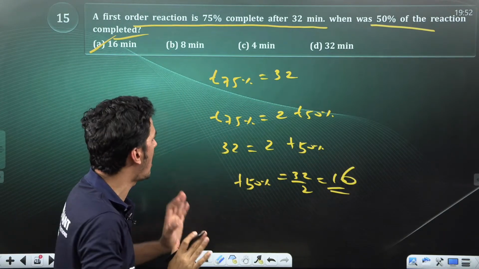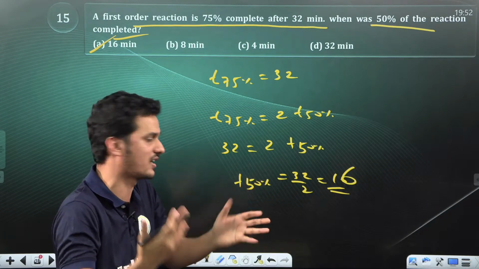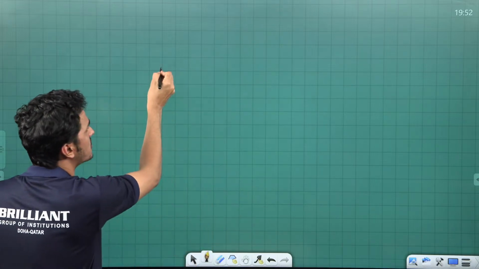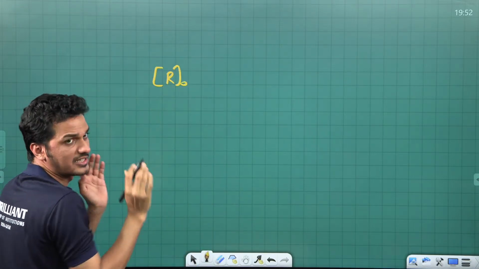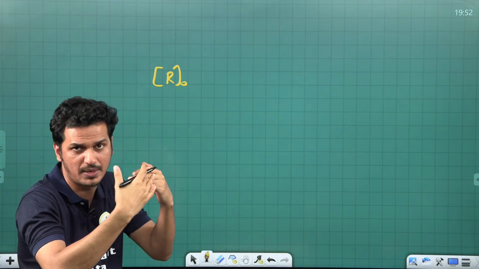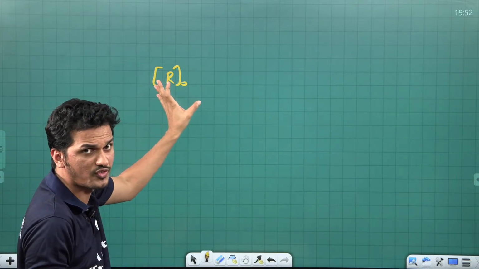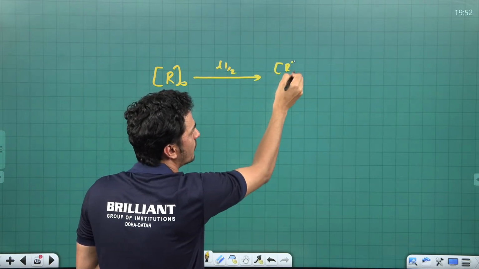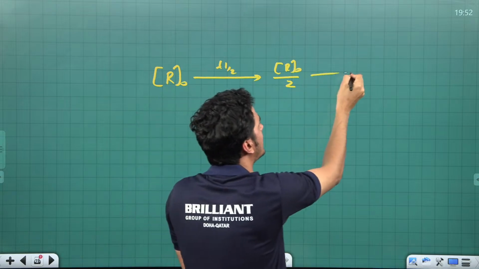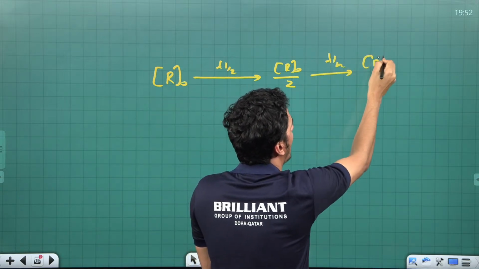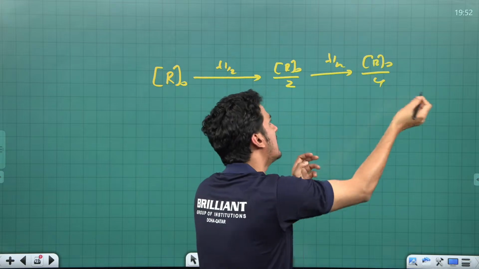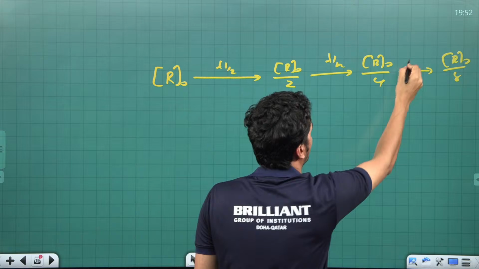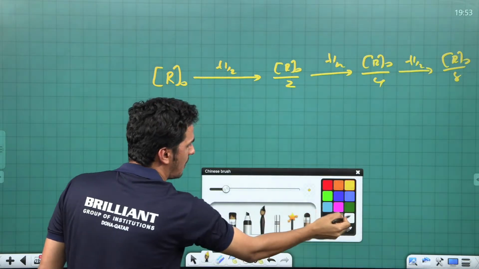Some of you may be thinking, sir, how is T75 equal to 2 times T50? How can we remember this? You can easily remember it like this. Suppose R0 is the initial concentration of the reactant. If it is a first order reaction, its half-life will always be constant. So the initial concentration is R0, and after one half-life it becomes R0 by 2. Again after another half-life it becomes R0 by 4. Again another half-life, it becomes R0 by 8. It will go on continuing.